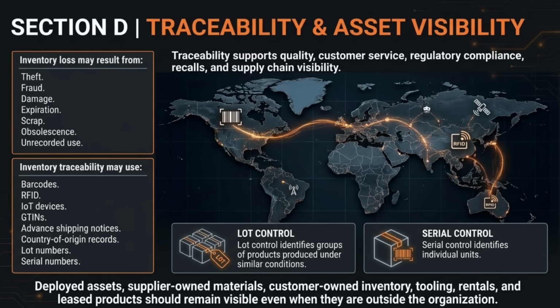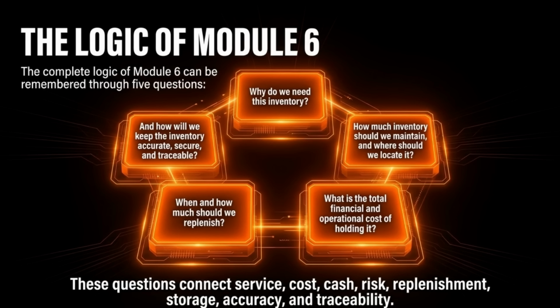Deployed assets, supplier-owned materials, customer-owned inventory, tooling, rentals, and leased products should remain visible even when they are outside the organization. The complete logic of Module 6 can be remembered by 5 questions. Why do we need this inventory? How much inventory should we maintain and where should we locate it?